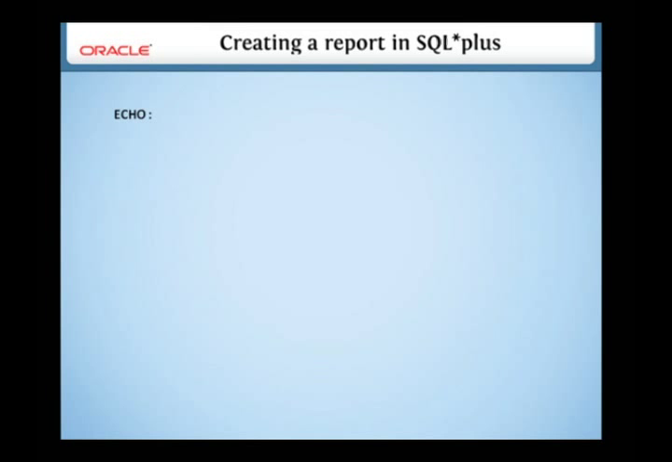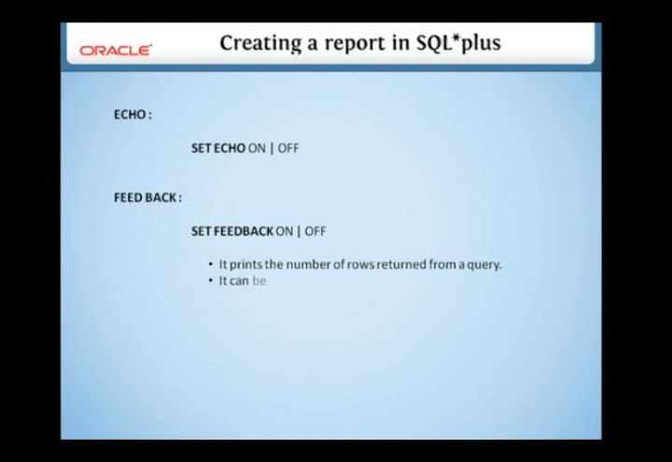The next one is echo. The syntax is set echo on/off. It lists the commands as executed whenever the file is started. The default is off. The next variable is feedback. Look at this syntax: set feedback on/off. It prints the number of rows returned from a query. It can be set off, but the default is on.